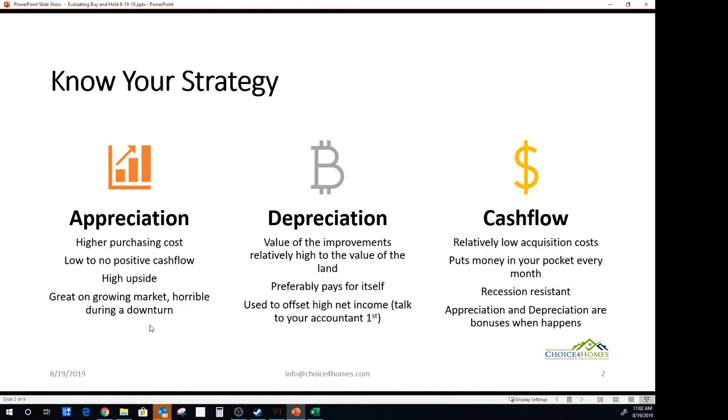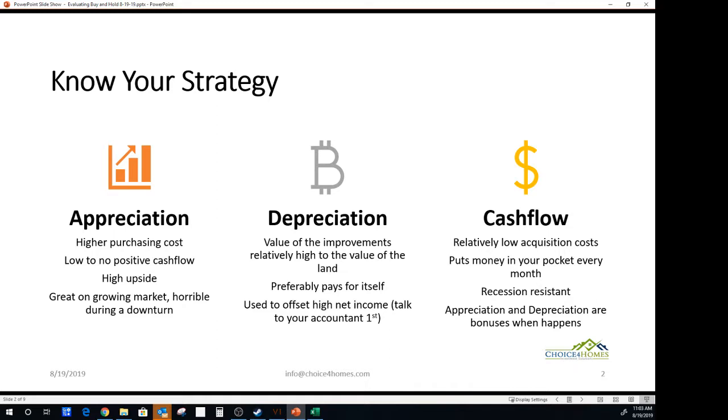I'm going to open up with: know your strategy. Depending on what your strategy is, your approach is going to change. This particular presentation is specific to the cash flow strategy. Now, there are three strategies that I like to talk about. The first is an appreciation strategy. That is basically where you buy your investment, and it could be a property, it could be stocks, it applies to anything, and you expect it to grow in price while you own it.